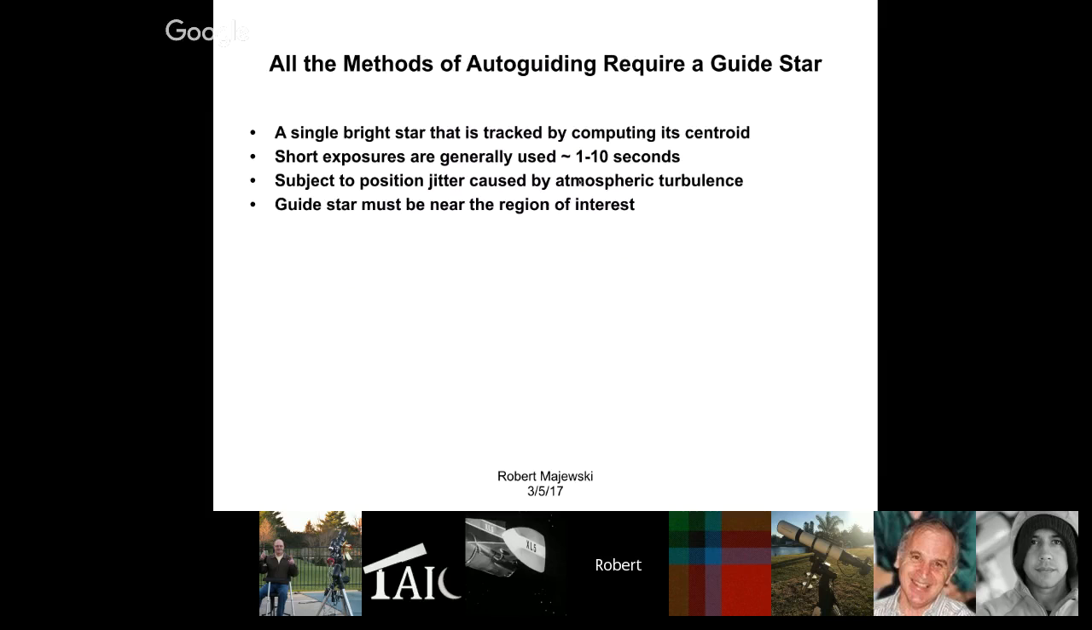And the other thing is with short exposures, the stars are going to jitter around. So part of the tracking noise is going to be generated not just by photon shot noise from the star of interest, but the turbulence-driven jitter. And the guide star that you're finding needs to be pretty close to where you want to track.